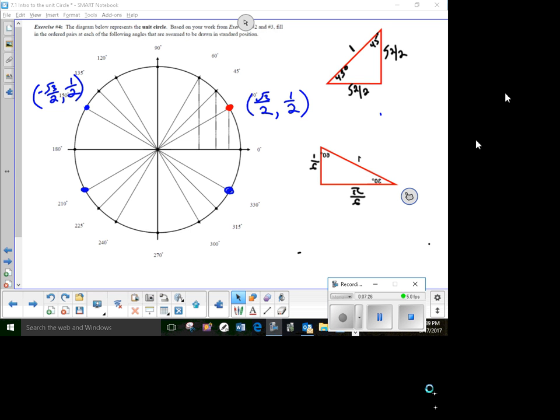So what did we get for this one, Brennan? What do you think? Brennan. How about this one? Okay, so what's the x-coordinate? Negative.